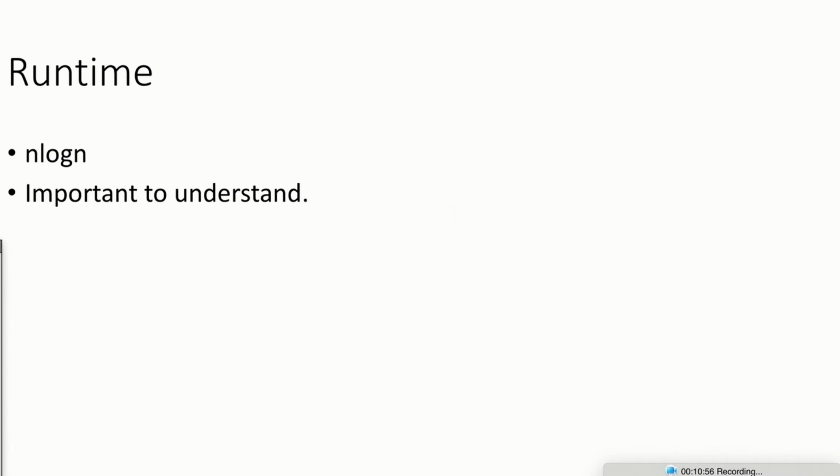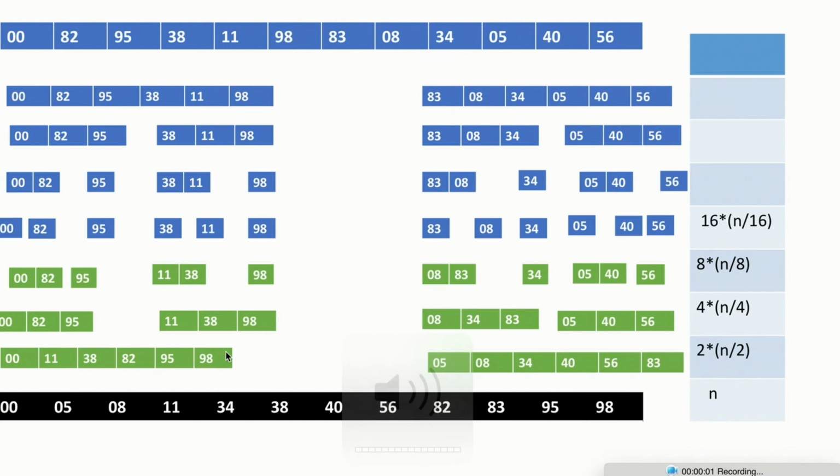Next important thing is runtime. At the beginning we said it consumes n log n. Now why is it important to understand how it consumes n log n? In future we'll be designing many algorithms which are similar to merge sort, and we can use the same technique to solve many difficult problems. So if we know how we are able to achieve it in n log n time, we'll be able to design better algorithms. Let us take a look at the runtime of the algorithm.